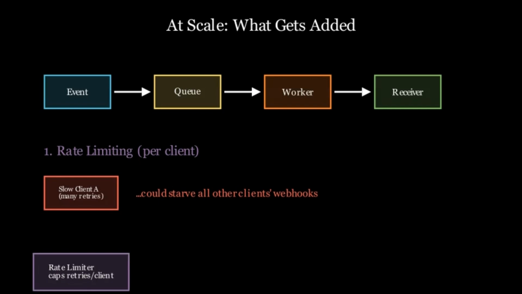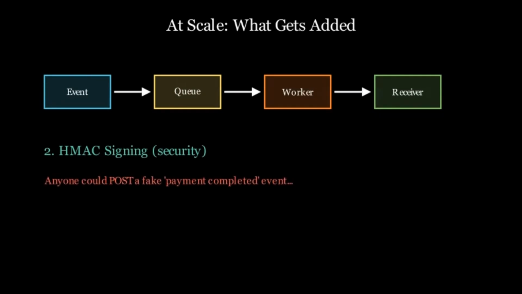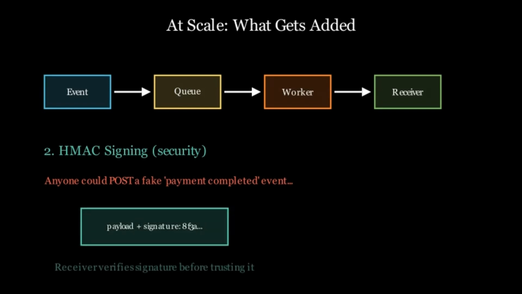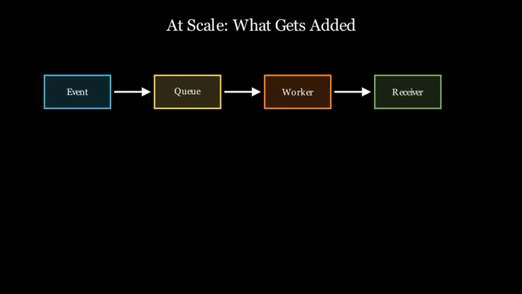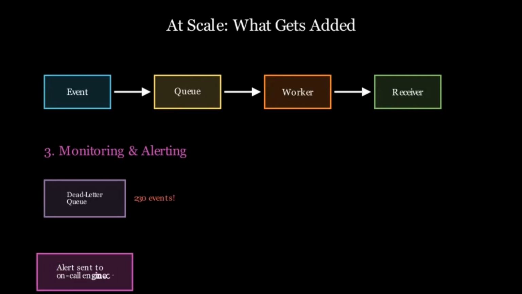Second, HMAC signing. Anyone could post a fake payment completed event to your server, so real systems sign every payload with a secret key, and the receiver verifies that signature before trusting the data. Stripe does exactly this. Third, monitoring and alerting. Picture your dead letter queue. 1 event, then 47, then 230. If that happens, an alert needs to fire and reach an on-call engineer, not get discovered 3 days later.